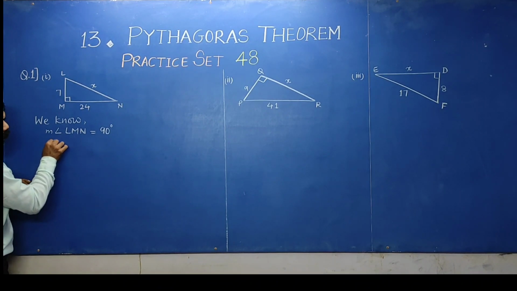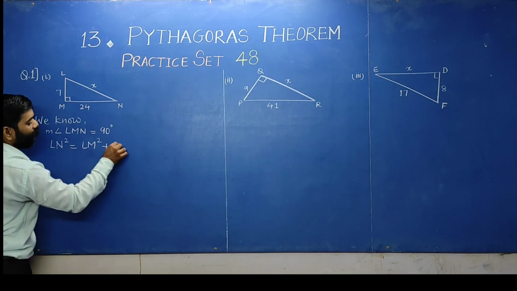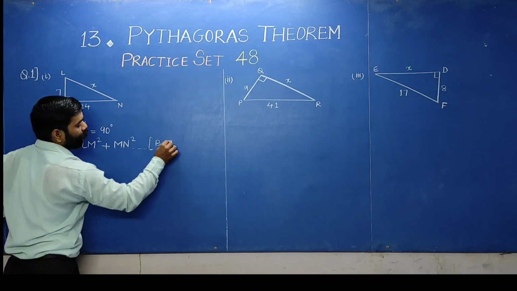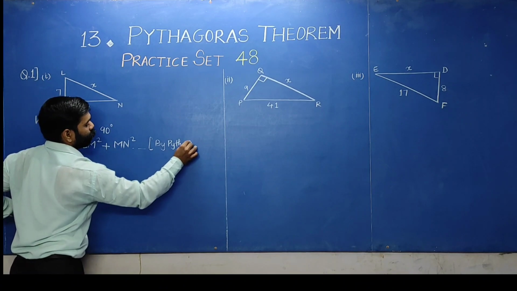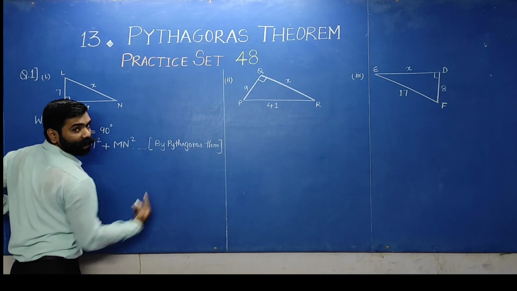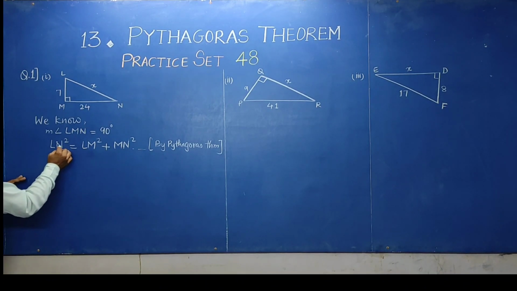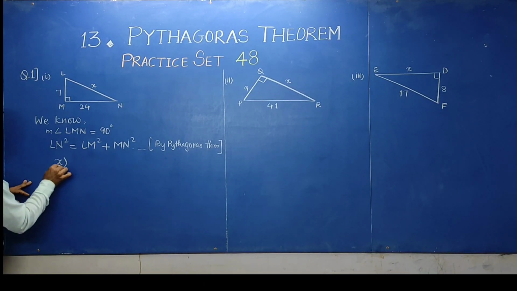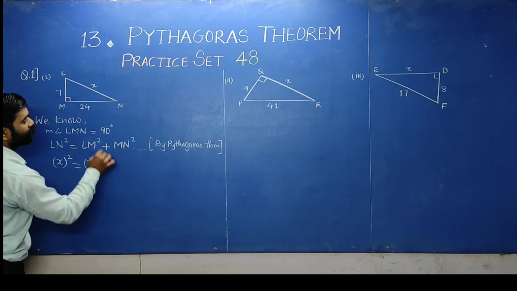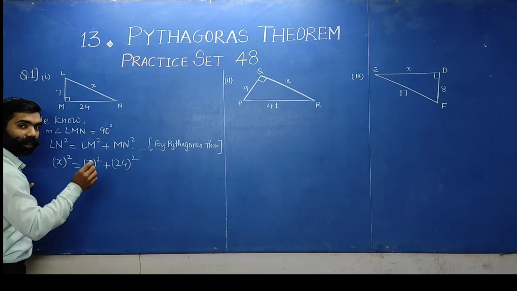Here LN square is equal to LM square plus MN square. This is by Pythagoras theorem. I am writing shortcut theorem. So keep in mind students. LN is given as x, so x square is equal to LM, given as 7 square, plus MN, given as 24 square. Okay students, let's see what to do.